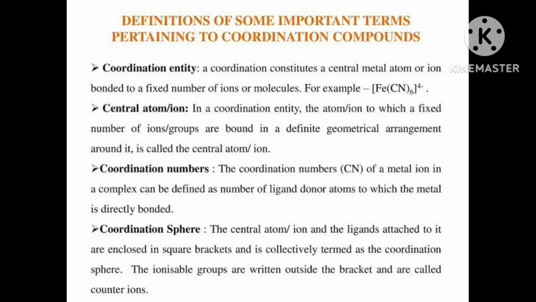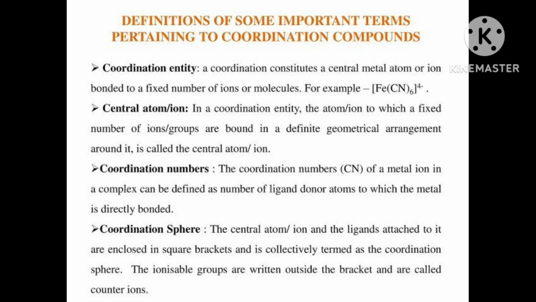For example, cobalt chloride, CoCl3, NH3 whole 3. It is in a square bracket. [Co Cl3 (NH3)3]. Total 6 ligands, 3 chloride ions and 3 ammonia molecules. Total 6 are attached to the cobalt central metal ion or central metal atom, you can tell.